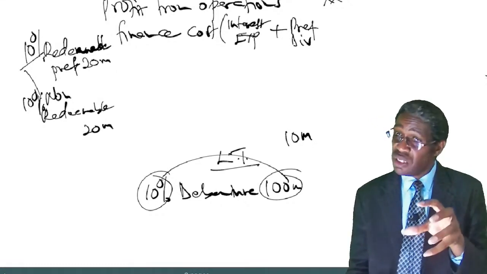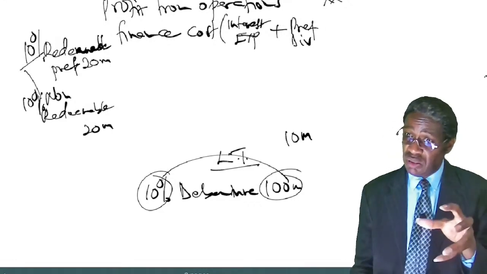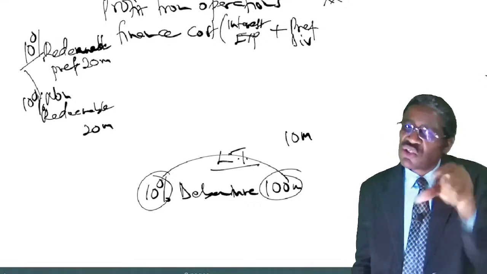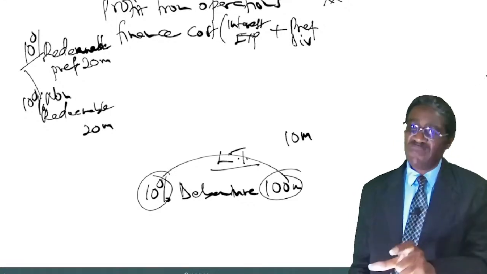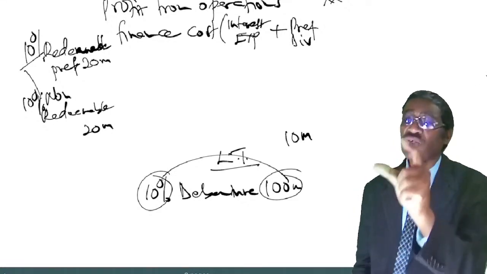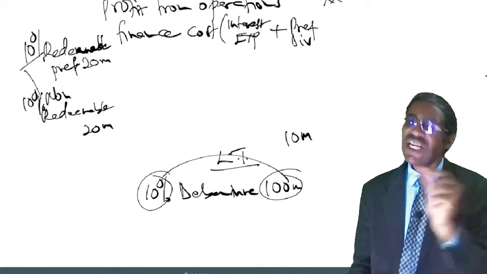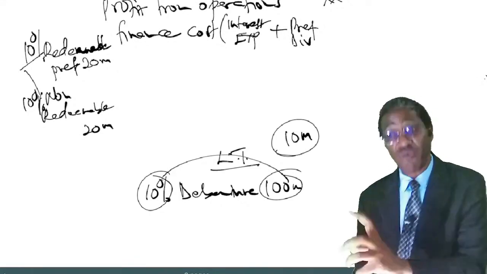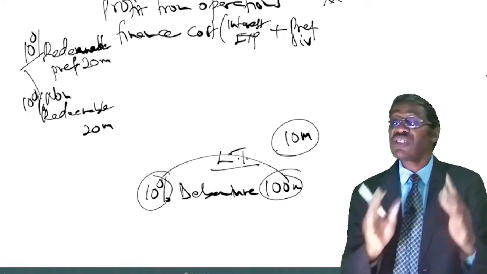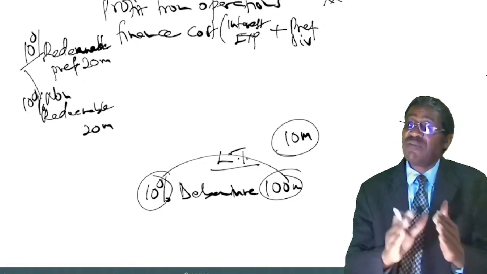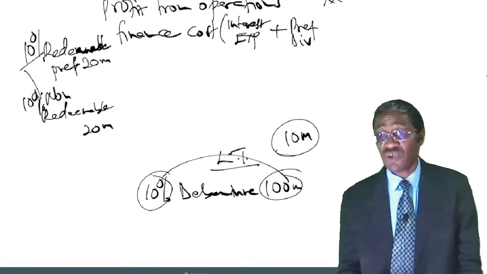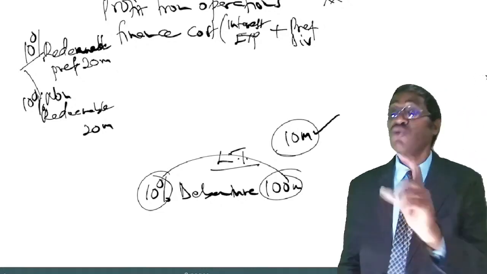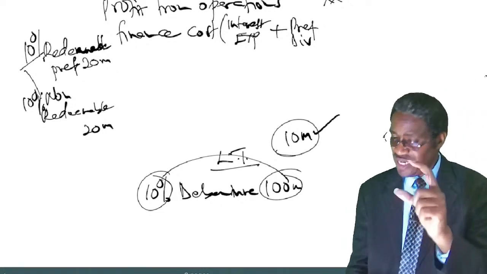So it means you borrowed by issuing debentures. The cost of borrowing these debentures is the cost of financing. And that cost of financing is the interest you will pay to the providers of finance. So these debenture holders, you pay them a finance cost, which we call interest, because you borrowed. Okay? Now listen.